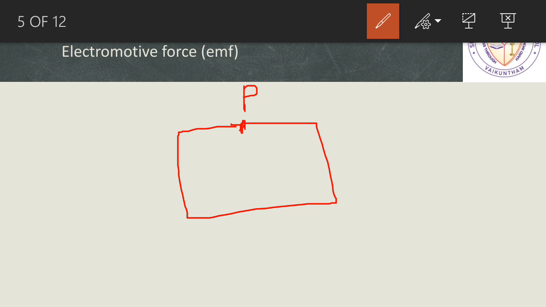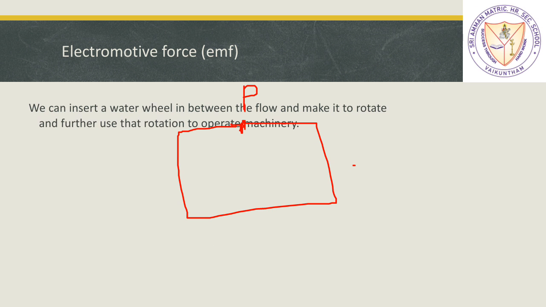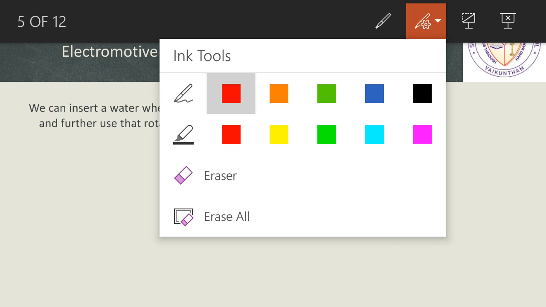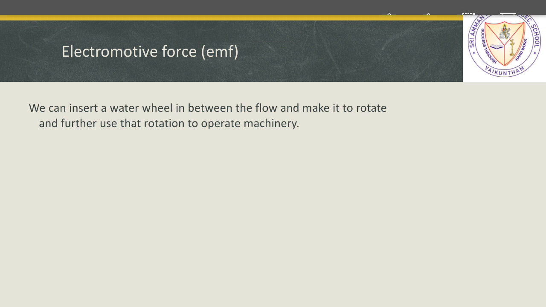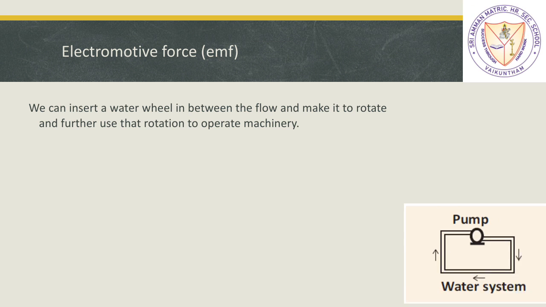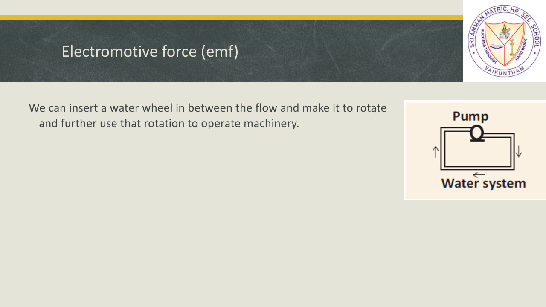If we want to make this water move inside this pipe, what we need to do is insert a water wheel in between the flow and make it rotate. What happens if we insert a pump or a water wheel like given in the picture? That wheel will move, so the water will also start to circulate within that water pipe, right?